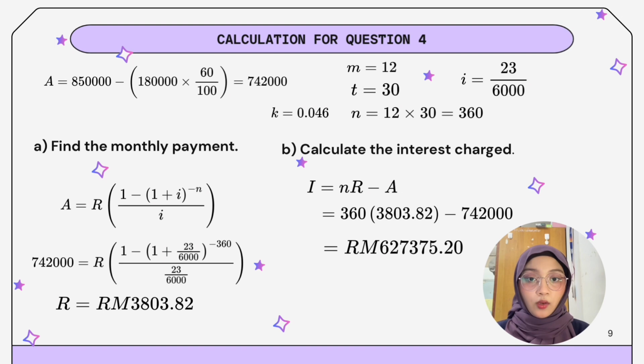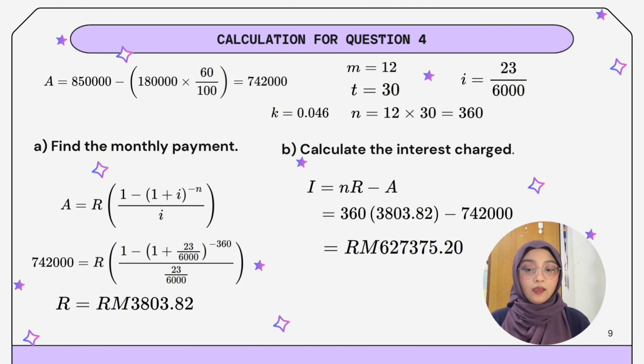So first, we calculate the down payment. 60% of 180,000 gives us 108,000. Next, we minus this from the house price, which is 850,000, and this gives us the amount he needs to loan, which is 742,000. This is the present value.